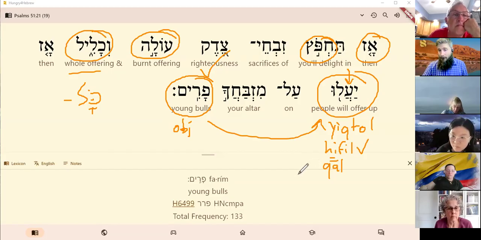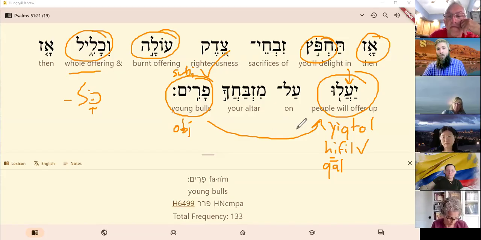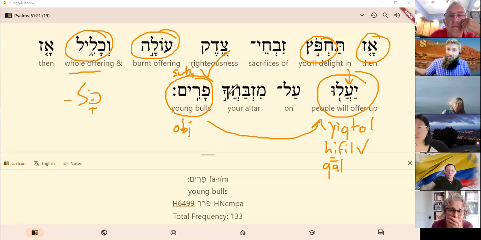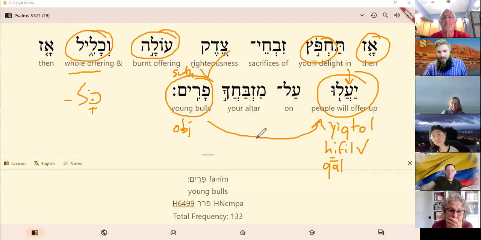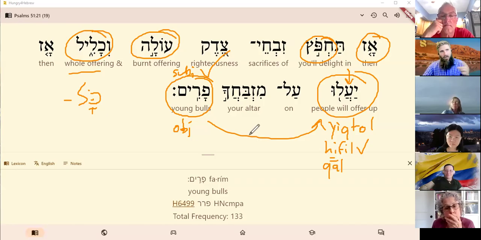Otherwise, if it's a kal binyan, then that means this over here has to be the subject. The young bulls are the ones doing the action of ascending upon your altar, which is not terrible. I mean, it still kind of makes sense. I mean, they will go up, but they're dead, aren't they? They won't go anywhere, not until they're on. Well, you're right, because they have to be. They don't walk up to the altar.